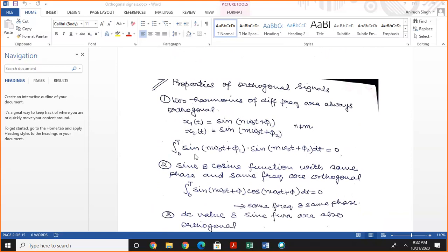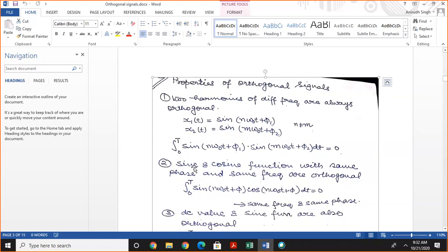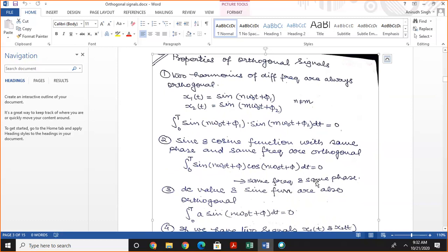Two harmonics of different frequencies are always orthogonal. Means x1 is equal to sine n omega t plus psi 1 and x2 is sine m omega t plus psi 2: different frequency, different phase. So if we take the integral of these two periodic signals, we get 0, the integral of sine n omega t plus psi 1 multiplied by sine m omega t plus psi 2, and the limit is from 0 to T because sine is a periodic signal.